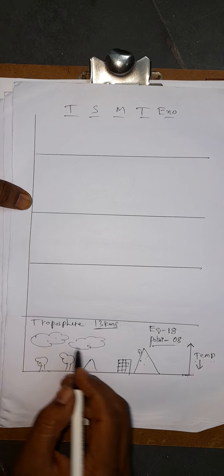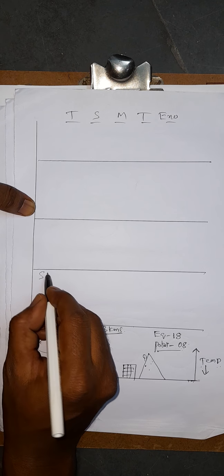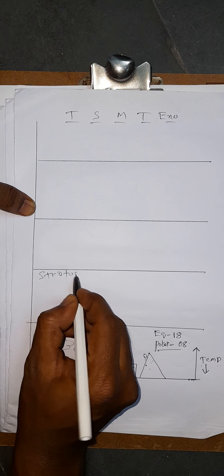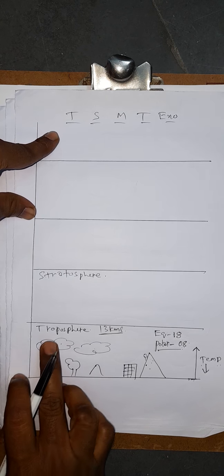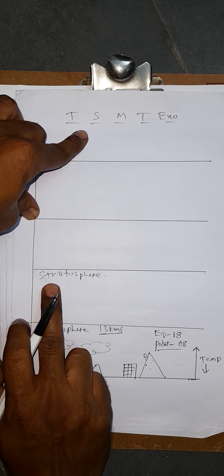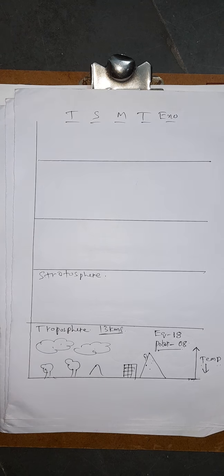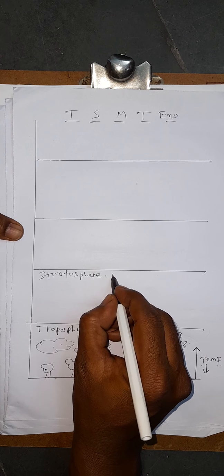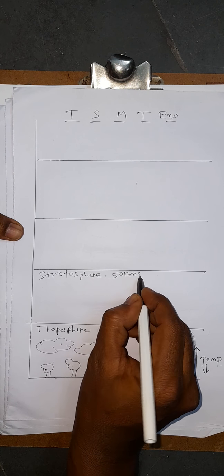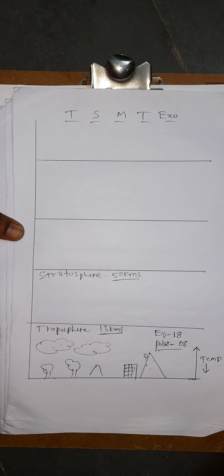Number two is the stratosphere. See, T stands for troposphere, S stands for stratosphere. Now, the stratosphere is very important for mankind. In other words, the stratosphere is saving mankind. First, let us see what its height is. Its height is about 50 kilometers.